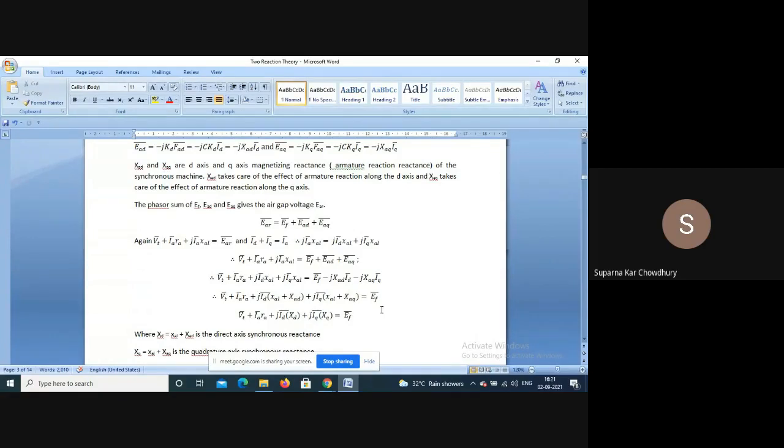So in the case of a cylindrical rotor machine, we have defined only one synchronous reactance, and our VT plus IA RA plus j IA XS was equal to the induced EMF EF. Here, instead of the synchronous reactance XS, we have two synchronous reactances, the direct axis synchronous reactance XD and the quadrature axis synchronous reactance XQ.